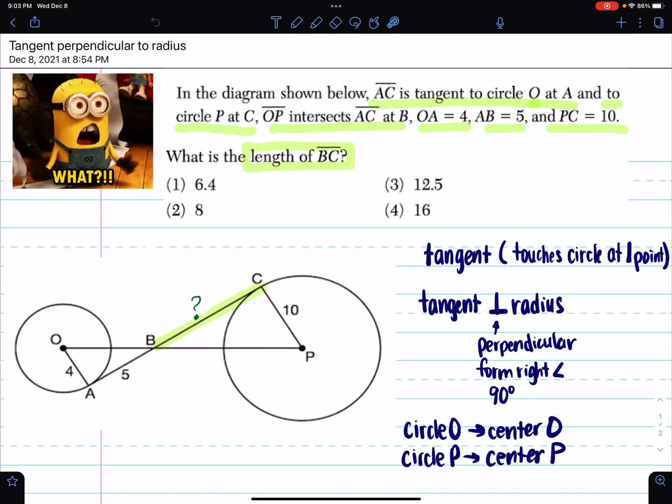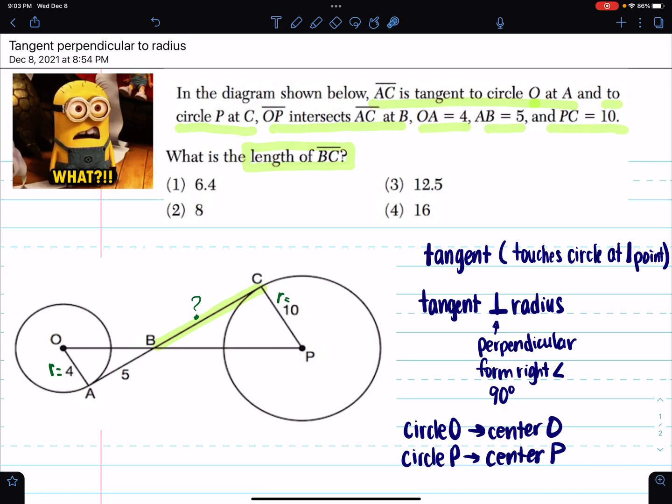Now, when we say circle O, that means there's a center O. So if that's the center, then line segment OA is a radius. Let me go ahead and label that radius. Same idea here. If this is circle P, then it has a center P, and line segment CP is also a radius.